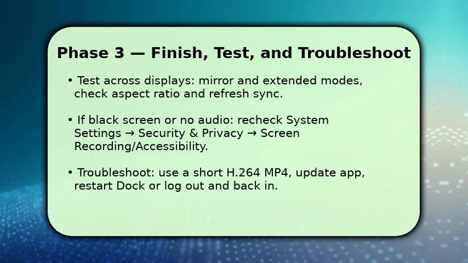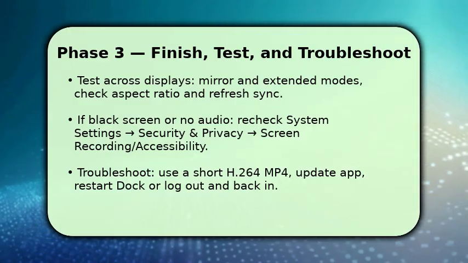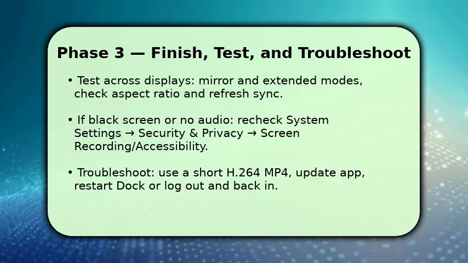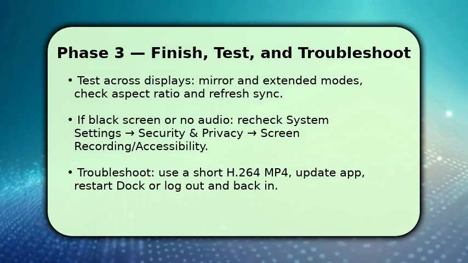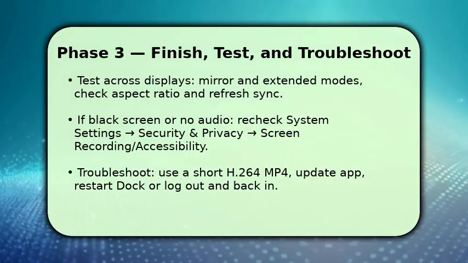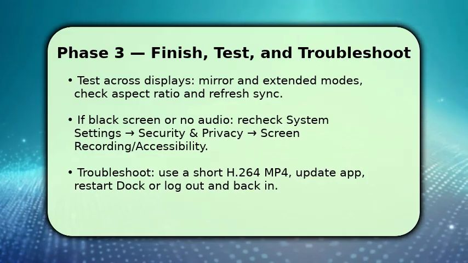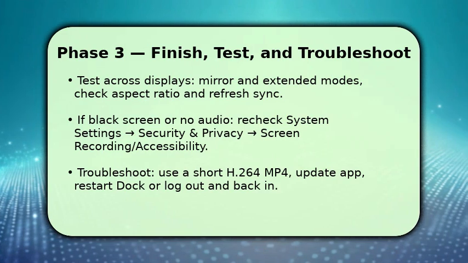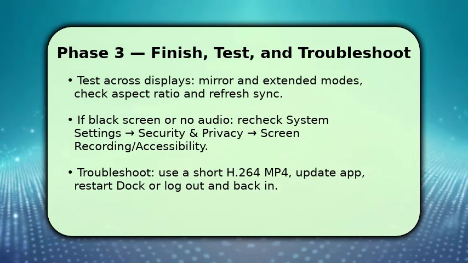If you encounter a black screen, permission denial, or missing playback, go to System Settings and allow screen recording or accessibility for the Wallpaper app. This is often the cause. If stuttering continues, convert the file to a short H.264 MP4 and lower quality settings, update the app, or restart the Dock. These steps resolve most final issues quickly.